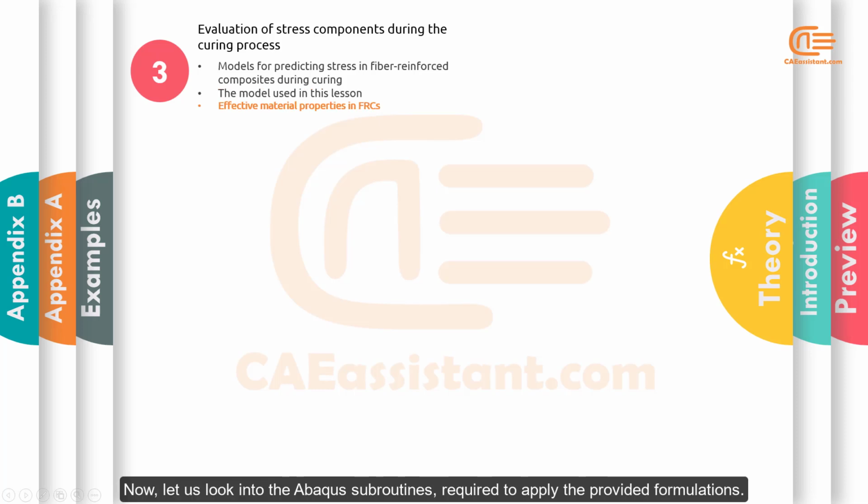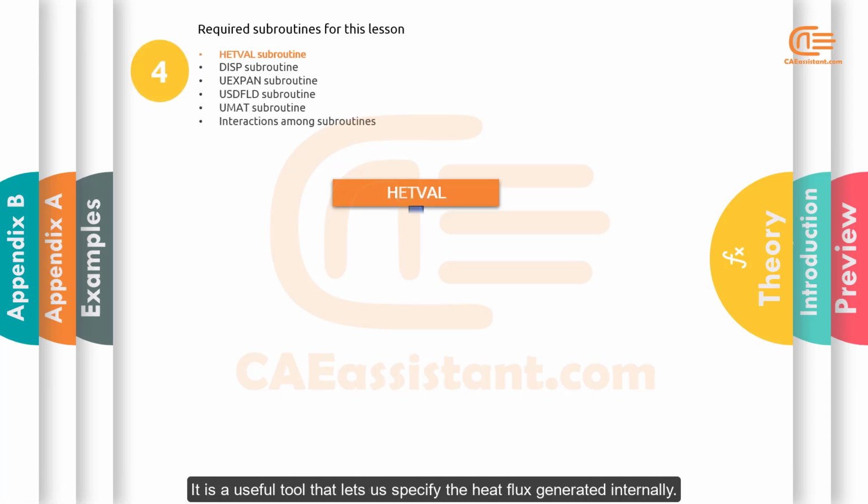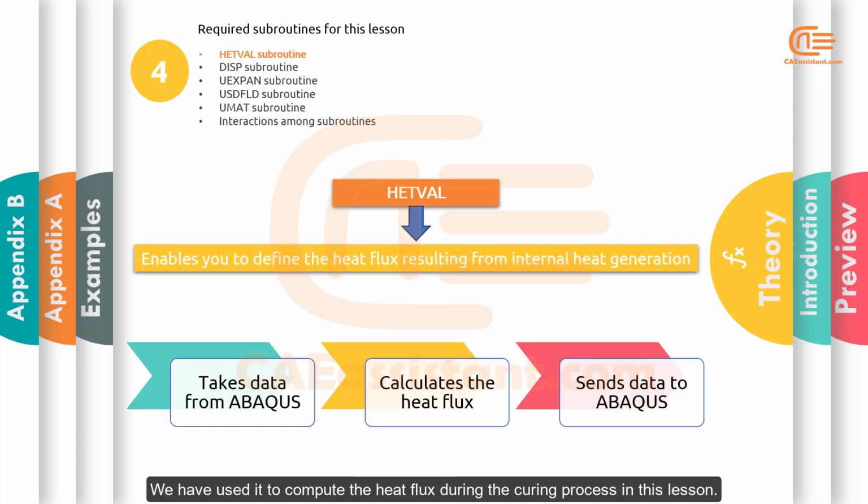Now let us look into the Abaqus subroutines required to apply the provided formulations. The first subroutine we need here is HETVAL. It is a useful tool that lets us specify the heat flux generated internally. We have used it to compute the heat flux during the curing process in this lesson.